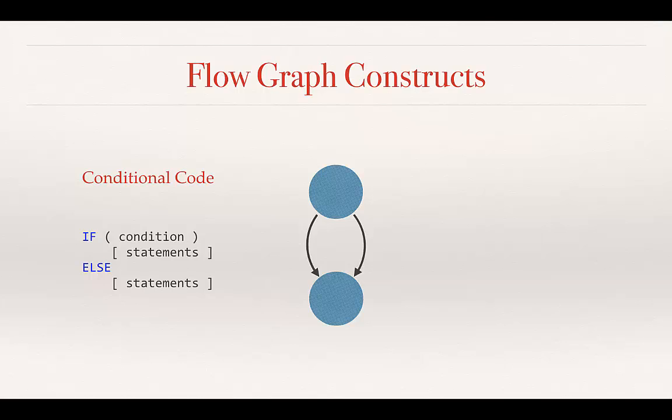Our next flow graph construct is for conditional code, or if statements. In this construct, we see two nodes, with two edges going between the nodes in the same direction. One edge represents the true branch of the condition, and one edge represents the false branch of the condition. There's no convention regarding which edge represents which branch, just as long as both branches are represented.